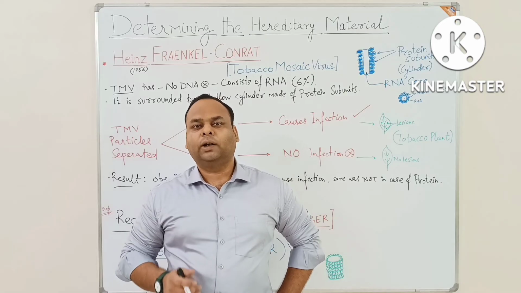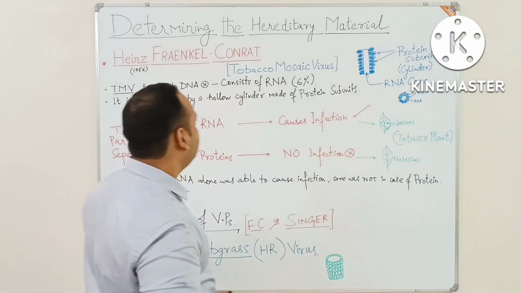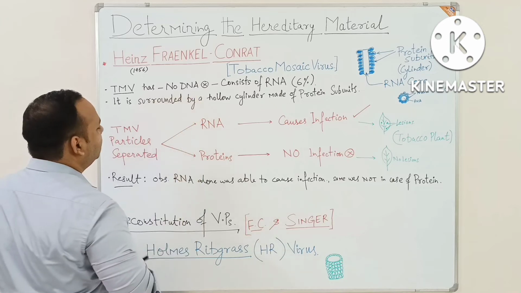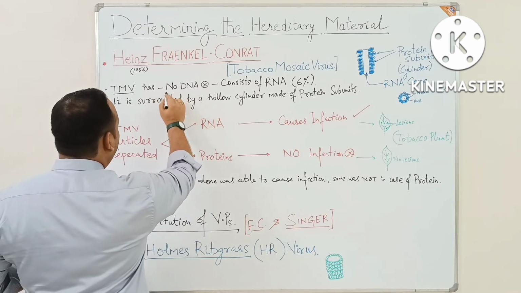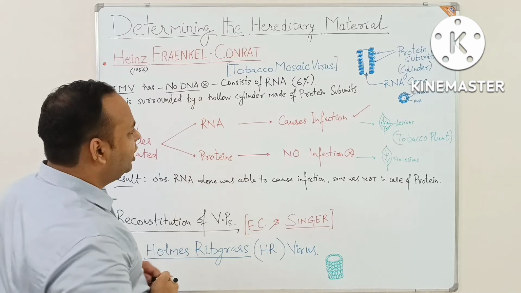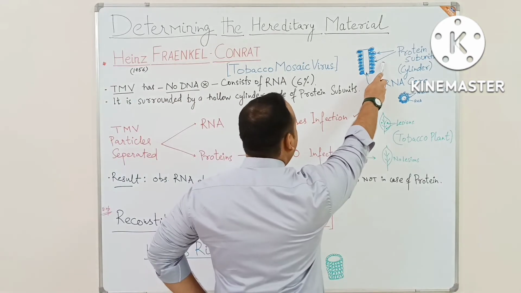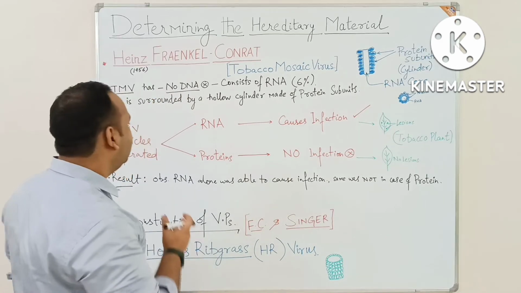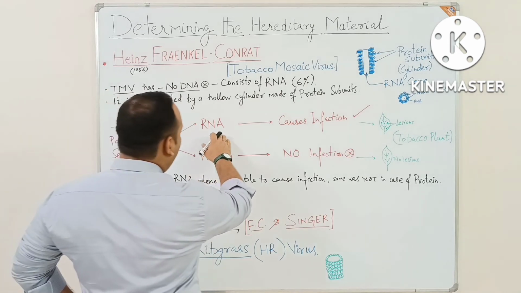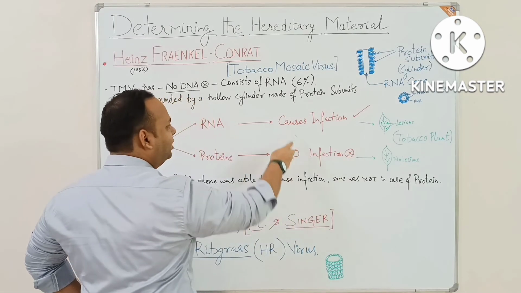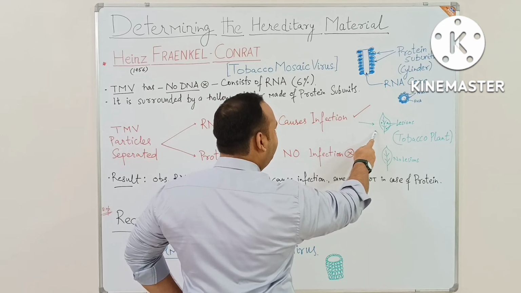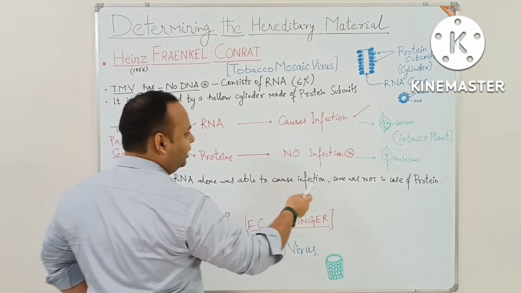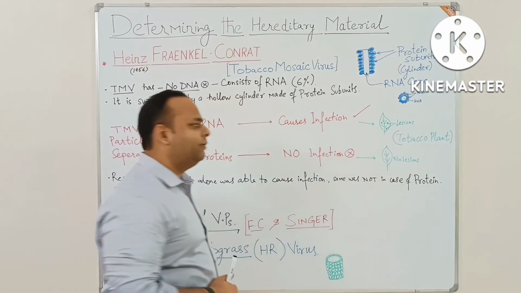Lastly, Heinz Fraenkel-Conrat performed an experiment using tobacco mosaic virus, or TMV. TMV has no DNA. Rather, it consists of RNA as the genetic material. It is surrounded by a hollow cylinder made up of protein subunits. In this experiment, the viral particles were separated into RNA and protein. When RNA alone was used, it was able to cause infection and lesions were found on the leaves of the tobacco plant. When protein was used, there was no infection and thus no characteristic lesions were found on the leaves of the tobacco plant.